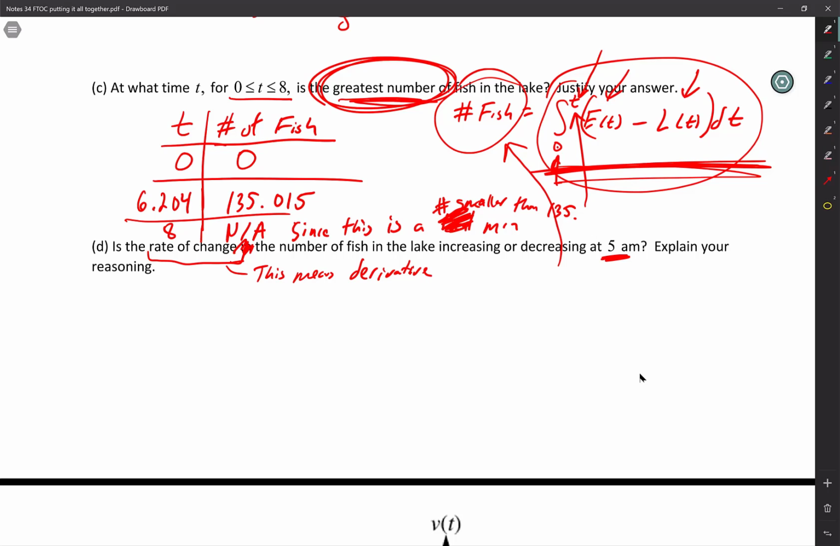Derivative of what? Is the derivative of this expression? Let's see, how much are entering? E prime. Minus T prime. Leaving, L prime. If you don't understand that, relax. I think this is the best answer in my opinion. I like this one the best. I want to know which one's bigger, E prime or L prime. Hopefully that makes sense to you. That's what it means. Which one's bigger? If E prime is bigger than L prime, then my rate of change is?